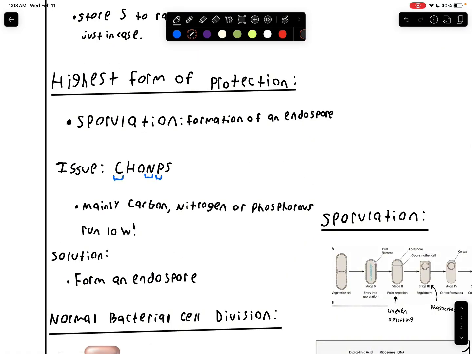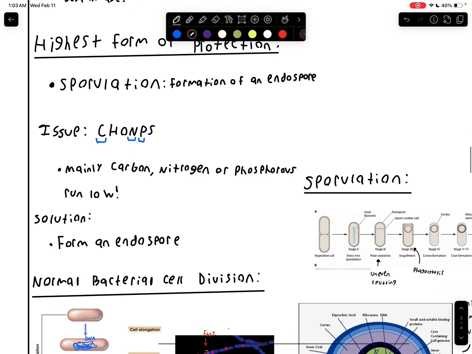Now, we're going to move into something called sporulation, right? This is the highest form of protection that a bacterial cell can have. It forms what we call an endospore, and we'll talk about that in just a second.